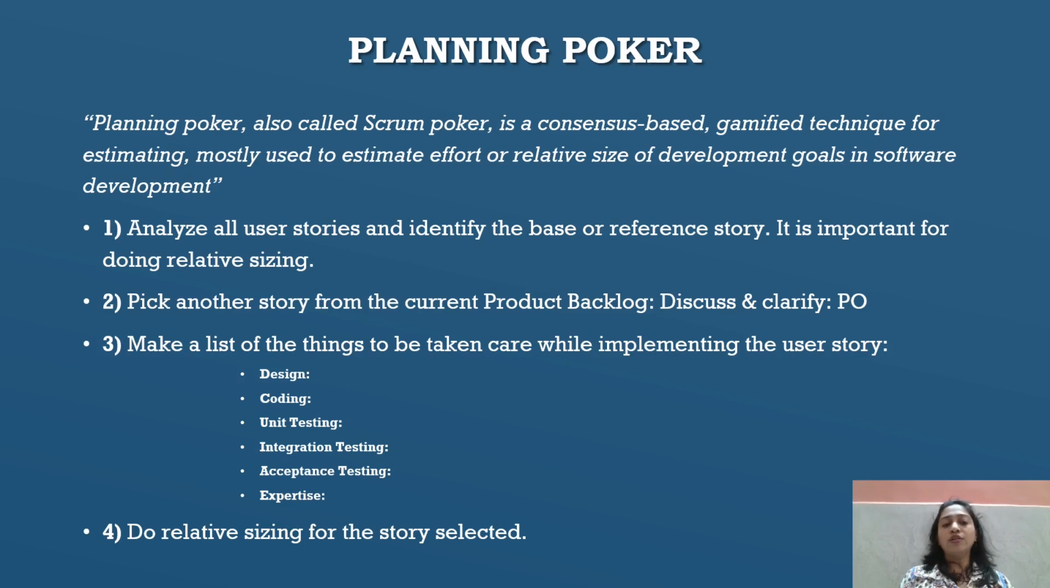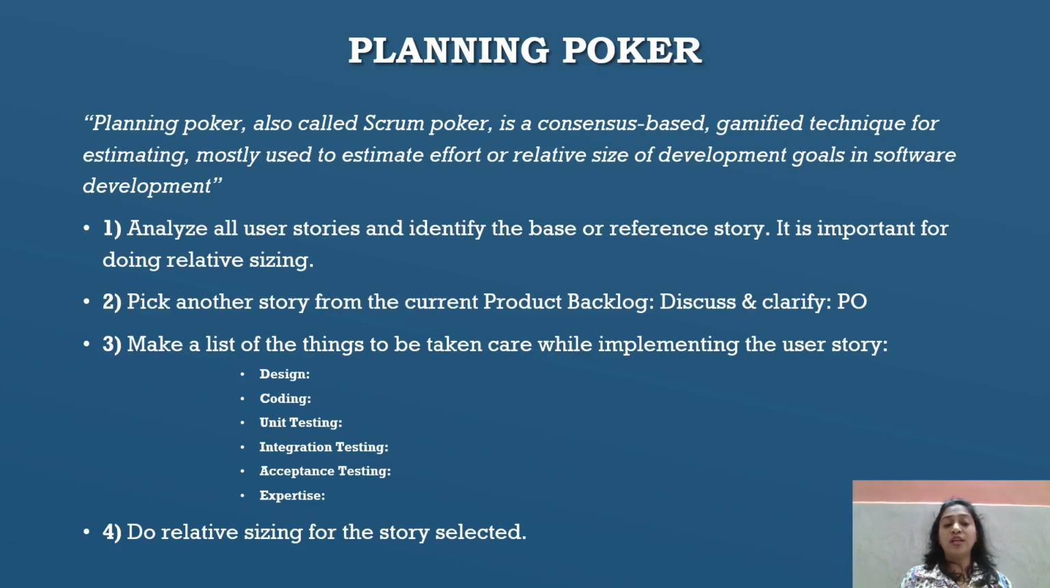So analyze all the user stories and identify the base or reference stories. It is important for doing relative sizing. Pick another story from the current product backlog, discuss and clarify with the help of the product owner. Make a list of things to be taken care of while implementing the user stories: design, coding, unit testing, integration testing, acceptance testing, and the expertise.